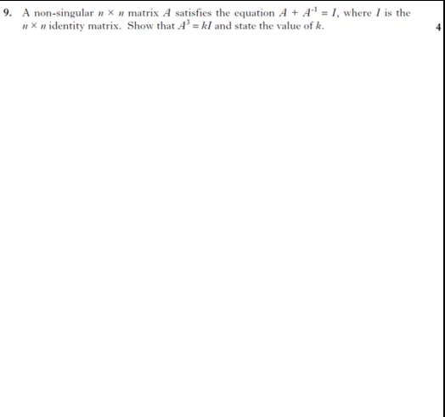So we're trying to find A cubed in the form k times I. We're told that A plus A inverse is equal to I. Now, if we try and get A squared first of all, if we multiply both sides of this equation on the left by A, then A times brackets A plus A inverse is equal to A times I. Multiplying out the brackets, A times A is A squared plus A times A inverse.